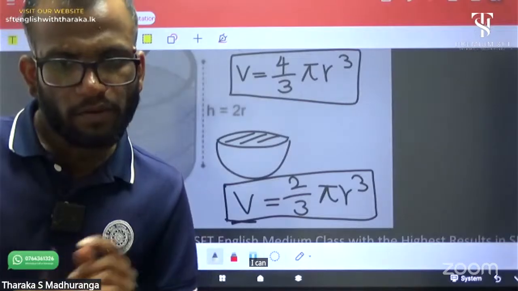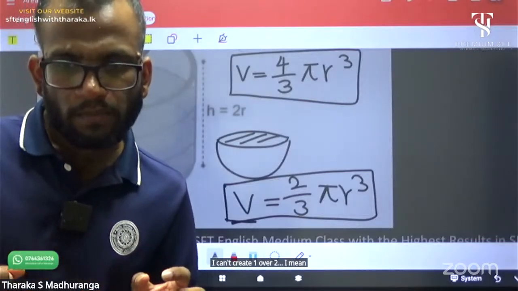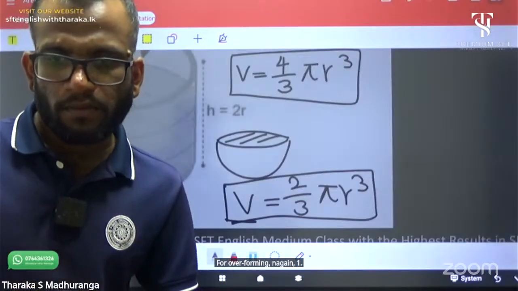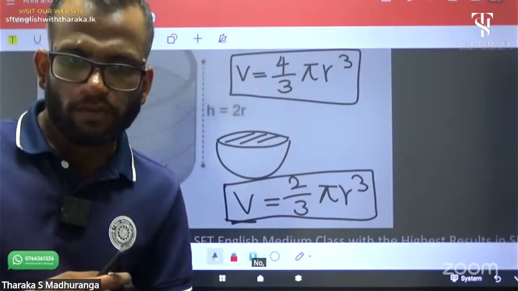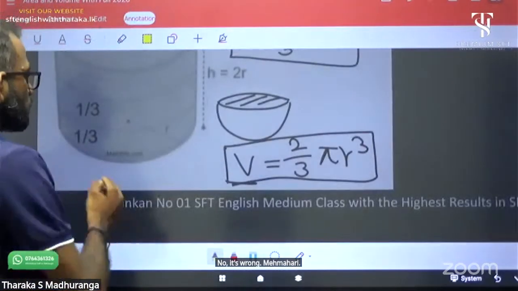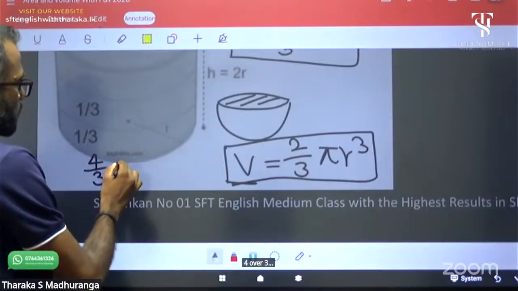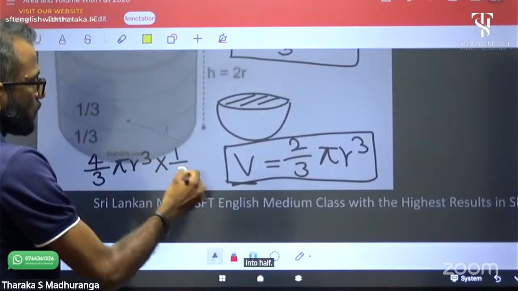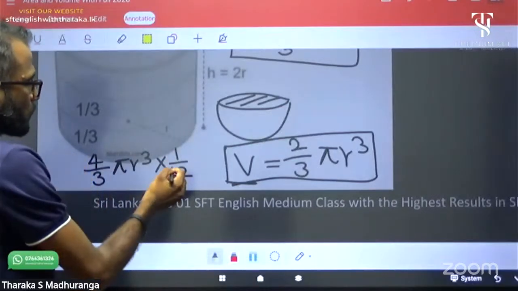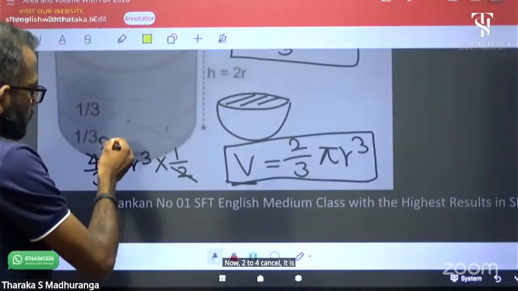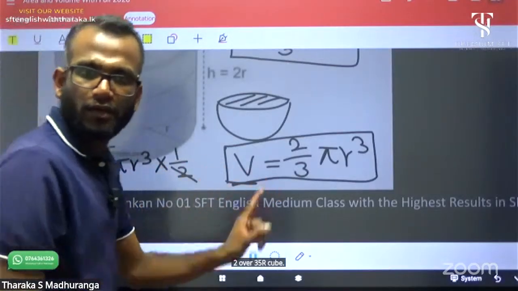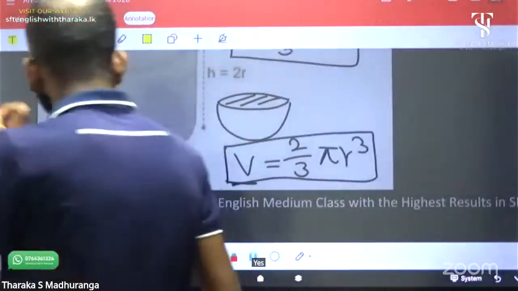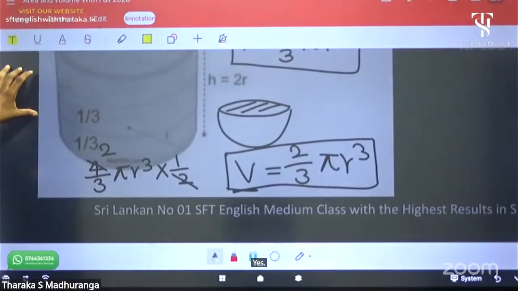Let me clarify this. 1 over 2 means half. No, it's wrong. It is like this: 4 over 3 pi r cube into half. Now 2 and 4 cancel, it is 2. So 2 over 3 pi r cube. Okay, that's the volume.